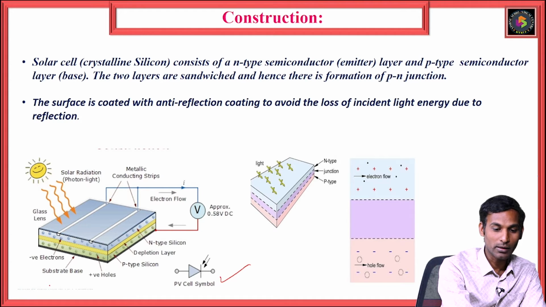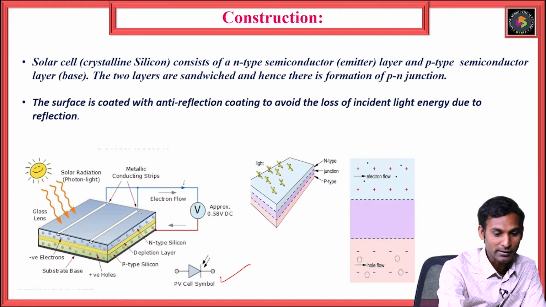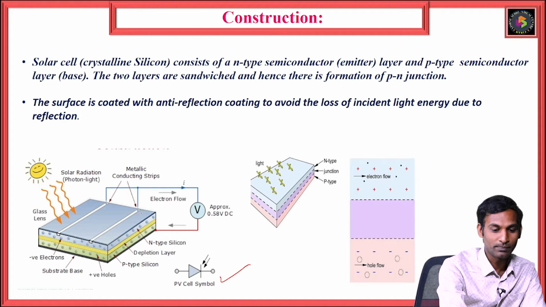I am also arranging here a metallic conducting strip. This white color layer indicates the metallic conducting strip. What is the importance of this metallic conducting strip? Electrons will jump into this portion. That means current will be generated in this metallic conducting strip.